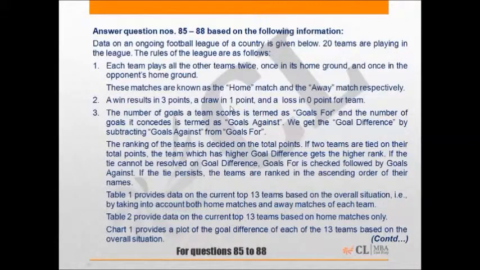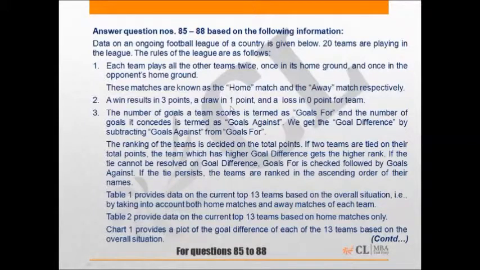The ranking of the teams is decided on the total points. A team with a higher number of points will be ranked higher. If two teams are tied on their total points, the team which has the higher goal difference gets the higher rank. In case there are two or more teams that have the same number of points, then the team with the better goal difference will get a higher rank. If a tie persists after considering goal difference, then goals for is checked, and if it still persists after that, goals against is checked.